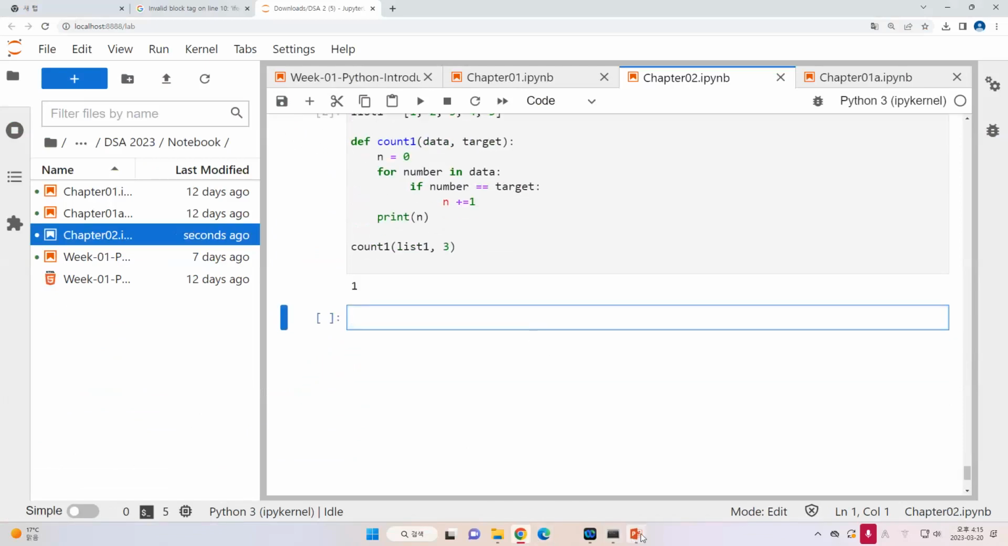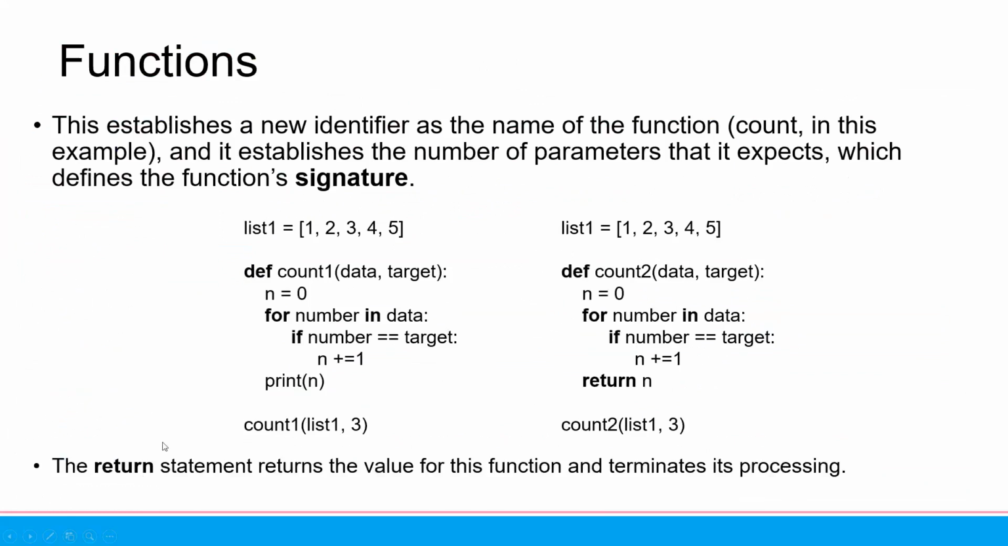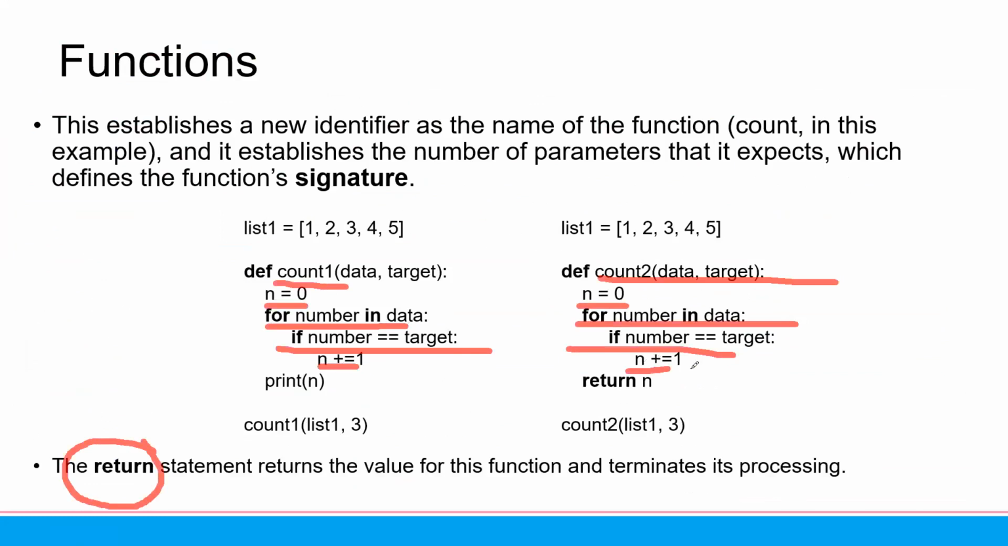Now there is another code that we can do with the same problem, but now I am going to use the return statement. What is the difference? This statement is the same. This statement is the same. This statement, same. This statement, the same. But at the end, I want to print. In this function, I want to return. What is the difference?